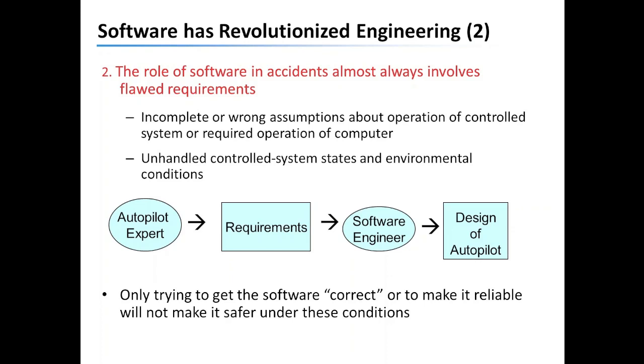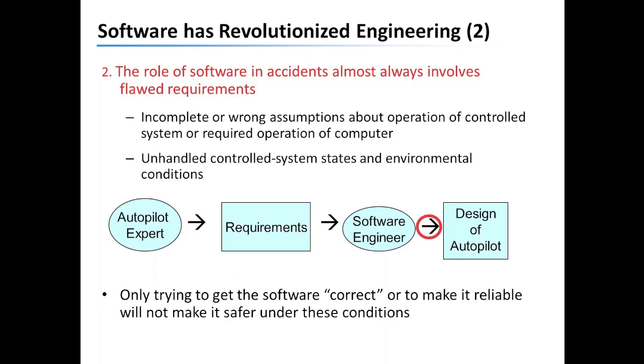The second is that the role, and this is really important, the role of software in accidents almost always involves flawed requirements. Every single accident, I've seen hundreds of them involving software in the last 36 years, and every single one I saw, I could trace back to the requirements. It wasn't a coding error. The requirements were either incomplete or had wrong assumptions about the controlled system or about the required operation of the computer and the software, or it had unhandled control system states and environmental conditions.